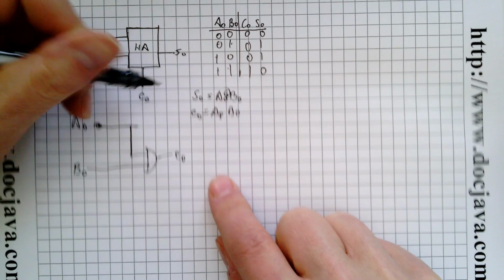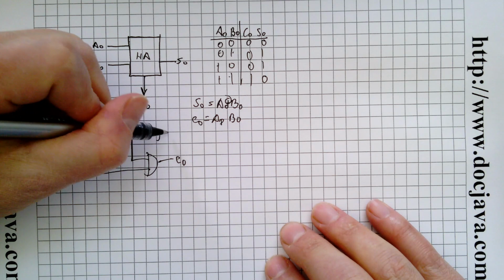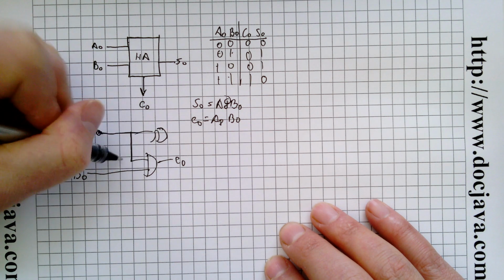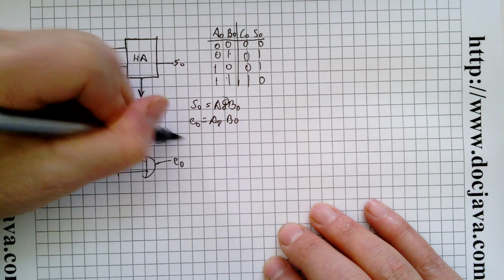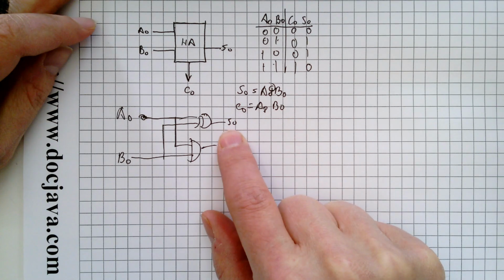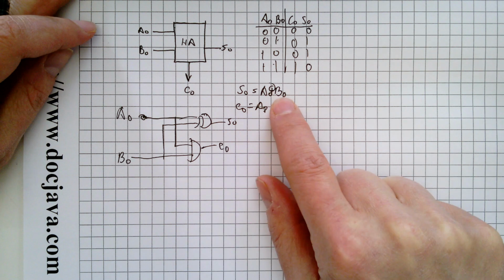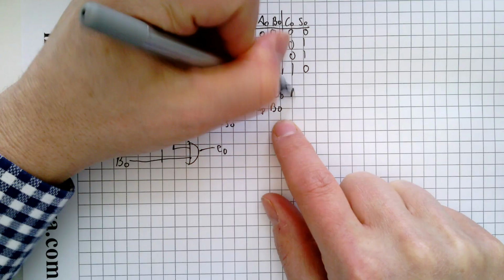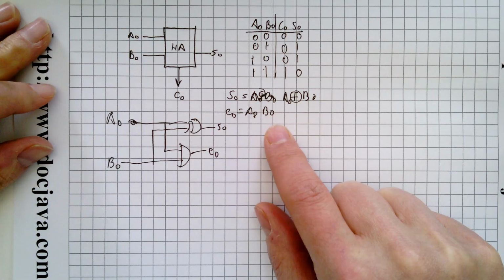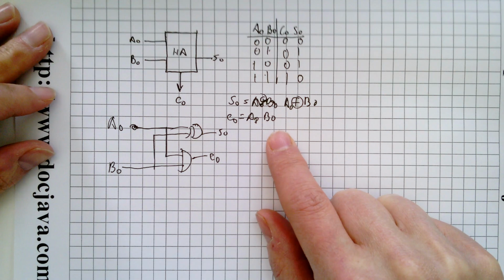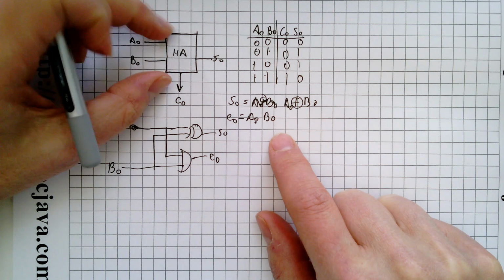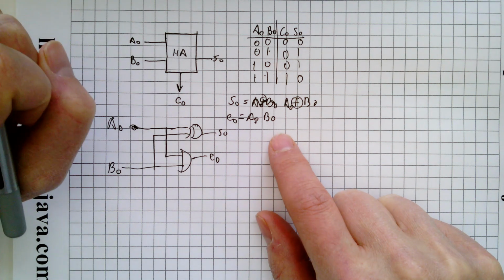And then somebody says, the sum is equal to A exclusive OR B. I'll write it nicely now. There. Made it nice. So that's how you get that. And this is the half adder. And that can be the first stage in a multi-bit adder.